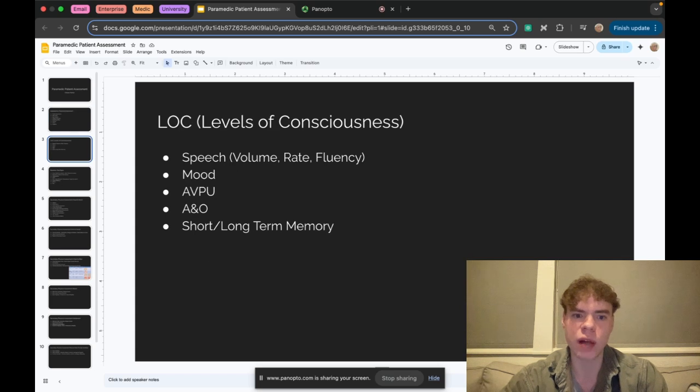And our levels of consciousness. Another thing that we can assess when we first get on scene with the patient is their levels of consciousness. So are they talking to me? What kind of mood are they in? We call it AVPU in EMS, a way of assessing a patient's responsiveness. So AVPU basically rates their level of alertness.